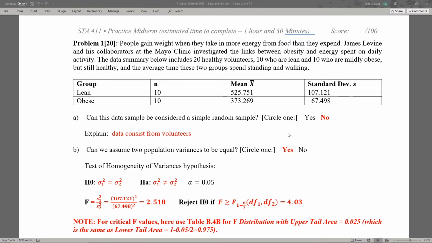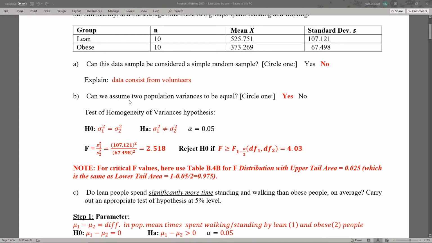As for part B, we want to test the homogeneity of variances. So to start, we define our null and alternative hypotheses. The null in this case is that the variance for group 1 is equal to the variance of group 2. The alternative hypothesis, on the other hand, is that the two variances are unequal. To test for homogeneity, we derive our F statistic. The F statistic is simply the larger sample variance over the smaller sample variance. In this case, we are given the standard deviation, so we square our standard deviations and derive the test statistic.